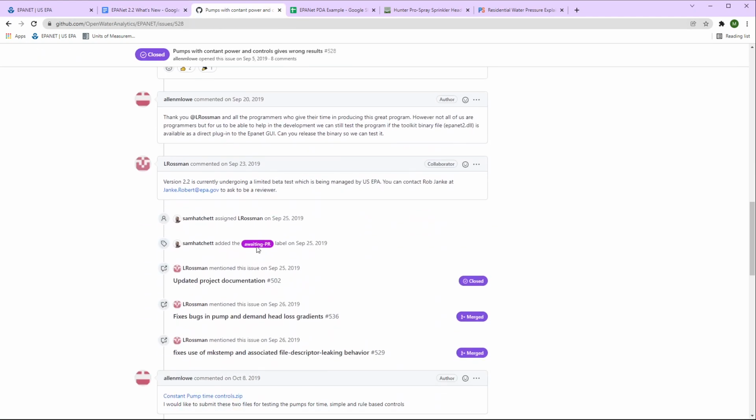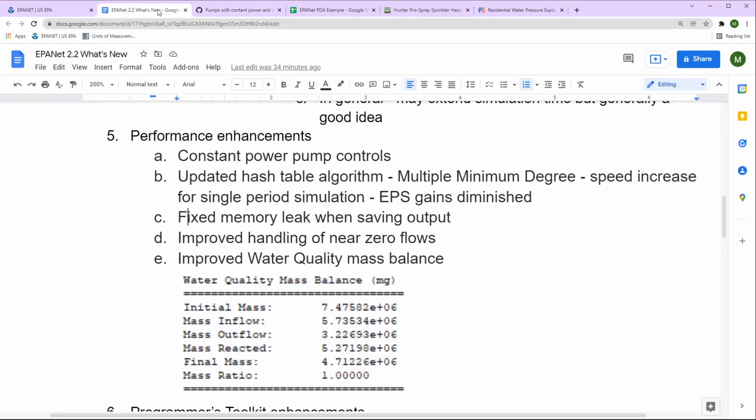They describe how they did the fix, and I believe it is that they reset, when the pump control turns it back on, to the initial time step in a simulation, which for all links is set to 1 CFS. They do that as a starting point, and then let it iterate from there, and it'll converge on the right flow rate. They also talk about an updated hash table algorithm with this multiple minimum degree.